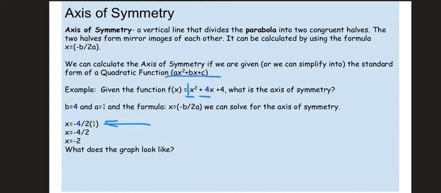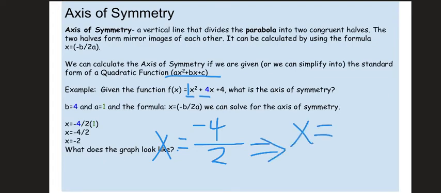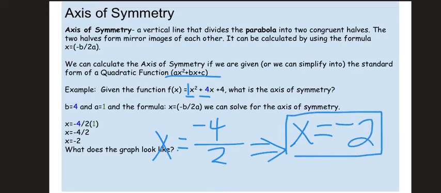x equals negative 4 divided by 2 times 1. Oh, wait, why is that 4 a negative? Because in our formula, we take the opposite of b. So since our b is positive, we take the opposite. And from that, we get negative 4 divided by 2, which gives us x equals negative 2. And this is our equation for our axis of symmetry.